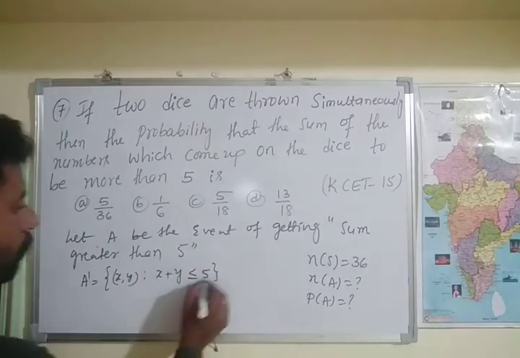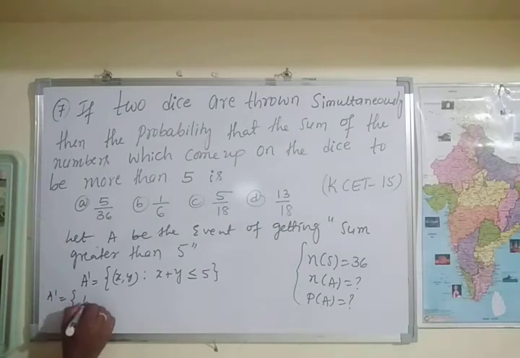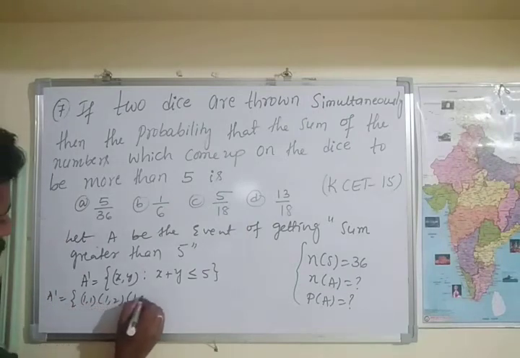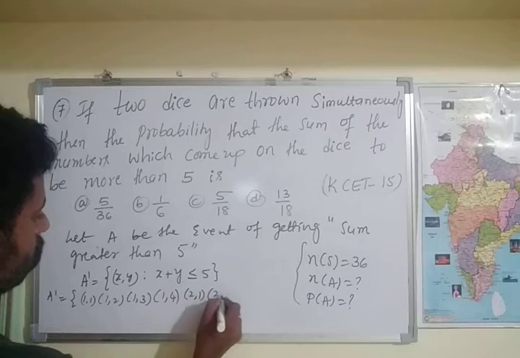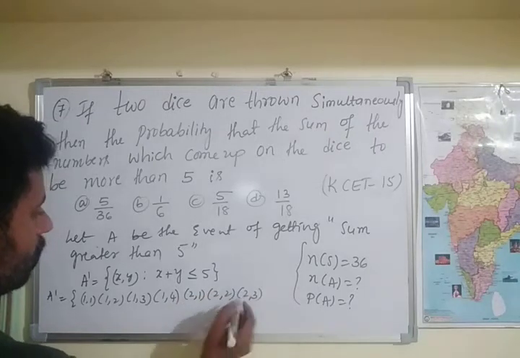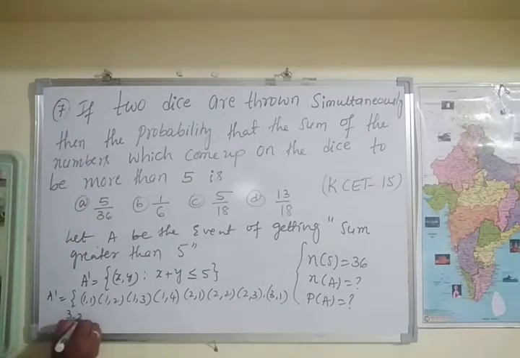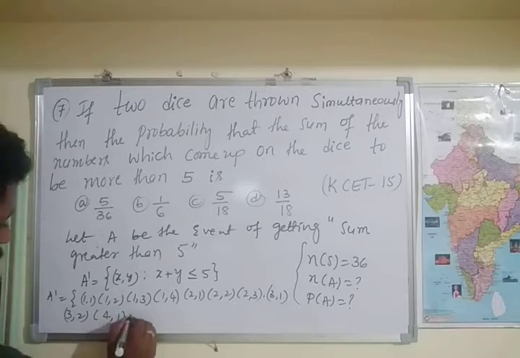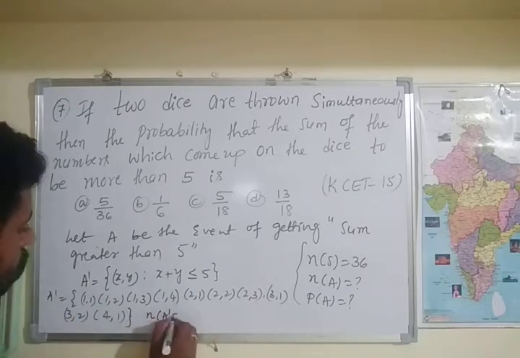C less than or equal to 5 values, or A dash is equal to (1,1), (1,2), (1,3), (1,4), (2,1), (2,2), (2,3), next (3,1), (3,2), (4,1), then (5,1). We get 6. Here we have 10 results. So n of A dash is equal to 10.